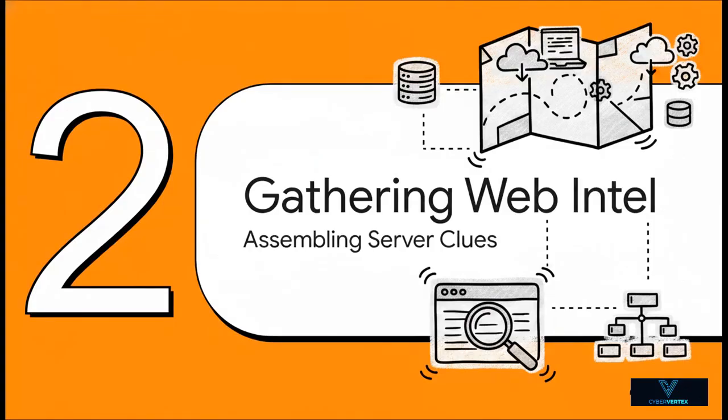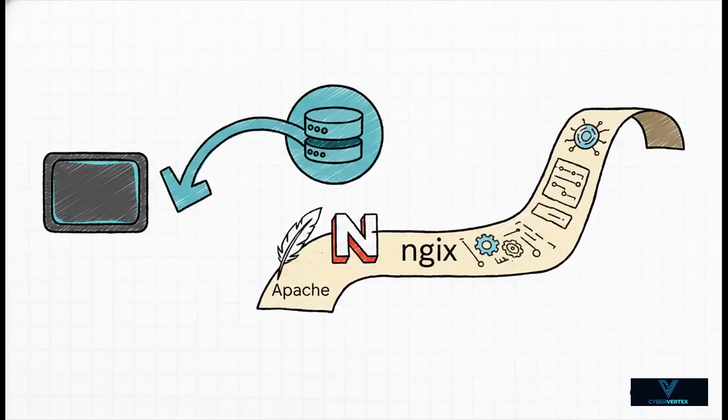All right, so now we've got a basic map of the site from our enumeration. It's time to start digging a little deeper. We need to gather some real intelligence on the specific technologies this server is running. Even a simple curl command can tell you a ton. When we look at the HTTP headers the server sends back, we can often instantly spot the server software. Is it Apache, Nginx? And here's the kicker. We can often see the exact version number.